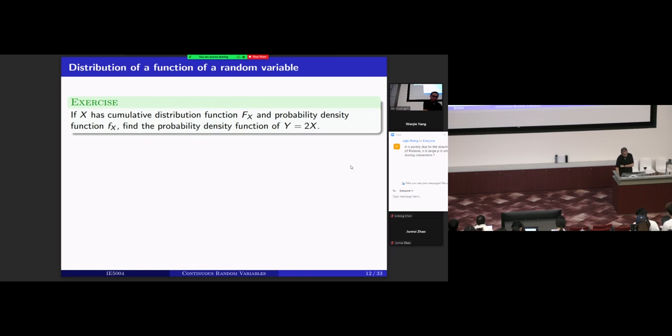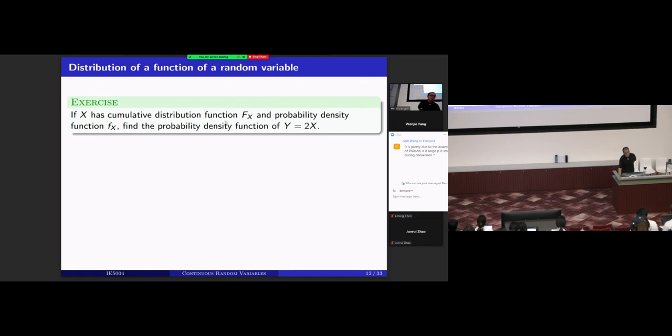So to solve this, maybe we can think a little bit about the definition of the PDF and CDF. What is PDF? The PDF is just a density. It's just a function you may need when you do integrals, right? So the definition of that may not be easy to handle in a straightforward way.